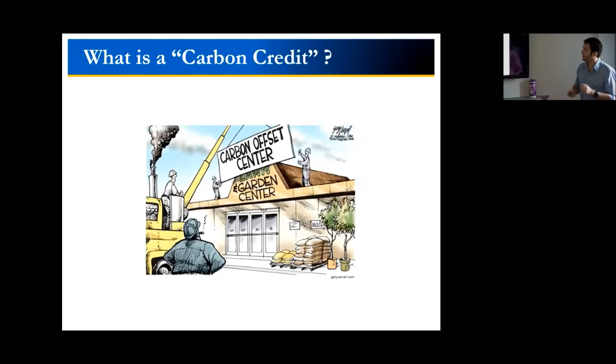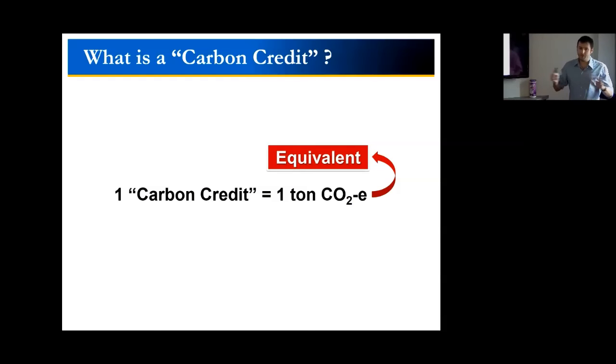Okay. So first base question, what is a carbon credit? There's a really straightforward answer to that. One carbon credit is equal to 1 ton of CO2 that is removed from the atmosphere or that is not emitted to the atmosphere, okay?